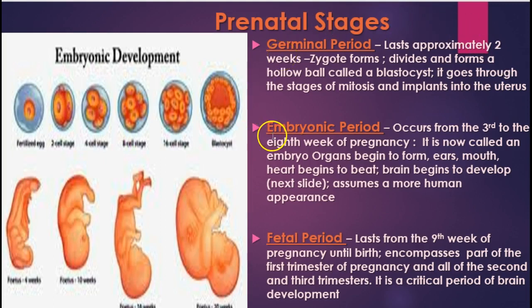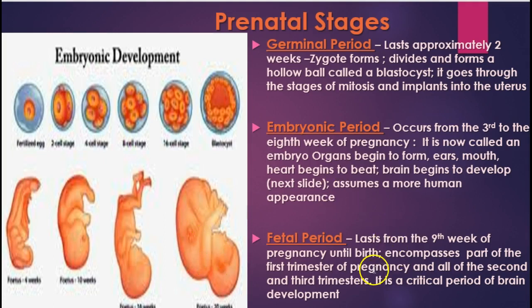Now, the embryonic period occurs from the 3rd to the 8th week of pregnancy. It is now called an embryo, where the organs begin to form. The ears, the mouth, the heart begins to beat. The brain begins to develop, which you'll see in the next slide. And it starts to take human shape by this time.